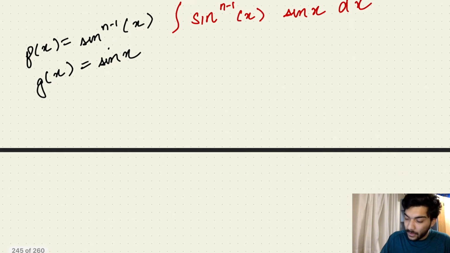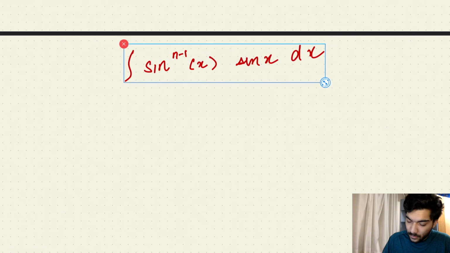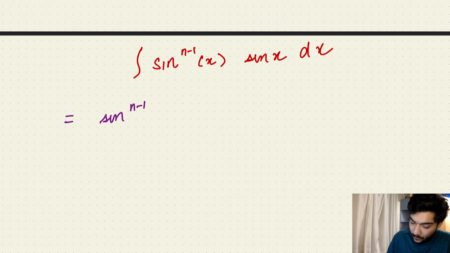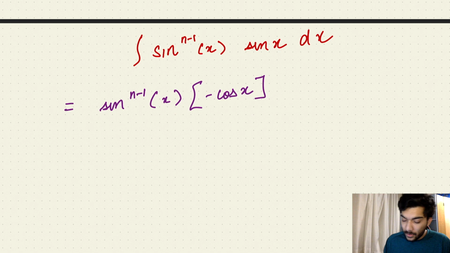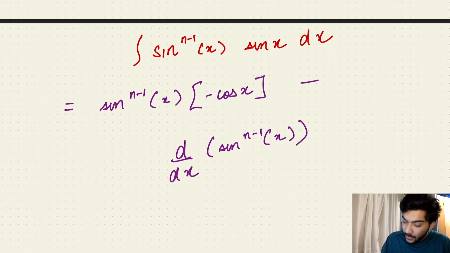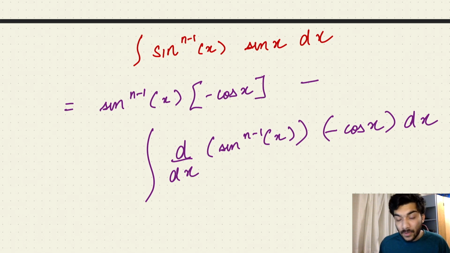So let me move this expression to the next page. So again, first function as it is, integration of second, which is minus cos x. So this is the first expression that we got, minus differentiation of first, so differentiation of sine to the power n minus 1x, integration of second, which is again minus cos x, and then integration of this whole expression over here, right? This is the integration by parts formula.